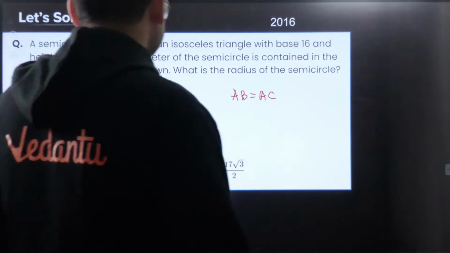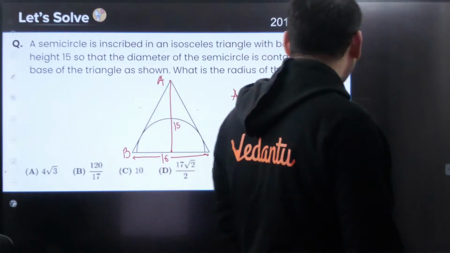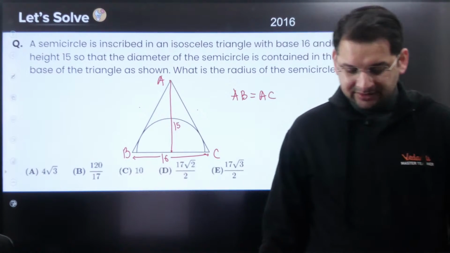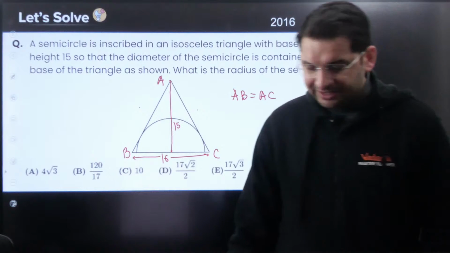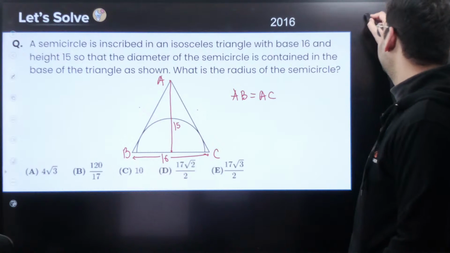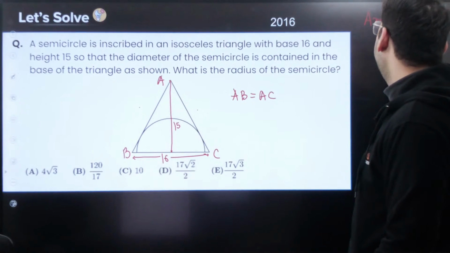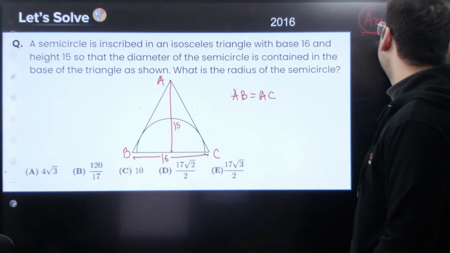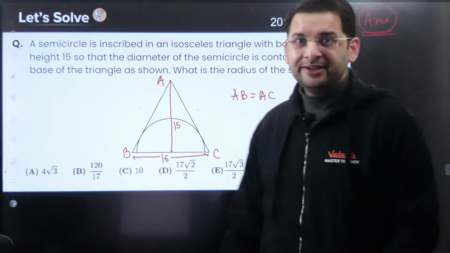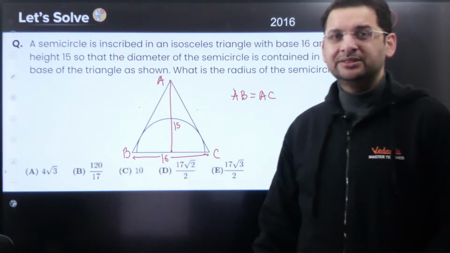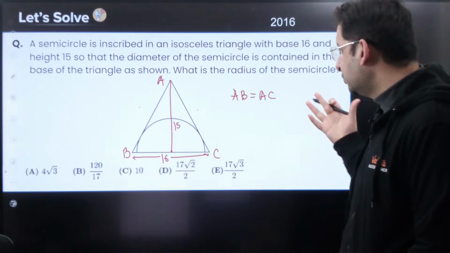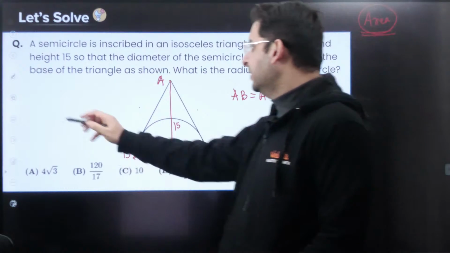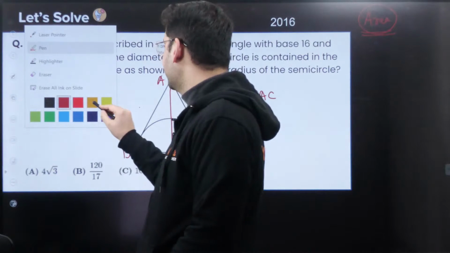So what is it going to be? How do we find the radius of the circle? How do we find the radius? Now guys, for AMC, this is a very, very, very important topic, or subtopic, I would say. A lot of geometry questions in AMC 8 are usually done using the concept of area. So let us try this.